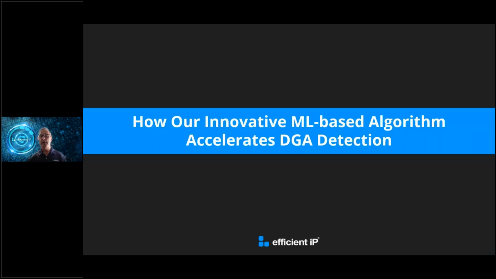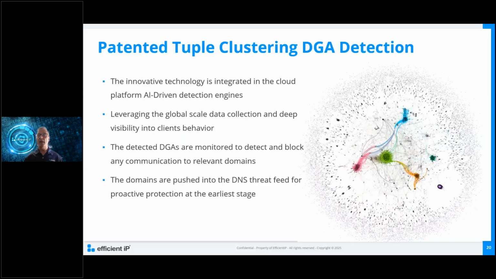Now, let's see how this innovative technology can help. Patented tuple clustering technology is integrated into our AI-driven cloud detection engine. By leveraging global scale data collection and deep client behavior insight, it identifies and monitors DGAs. Detected DGAs are blocked and added to the DNS threat feed, enabling proactive protection at its earliest stages.